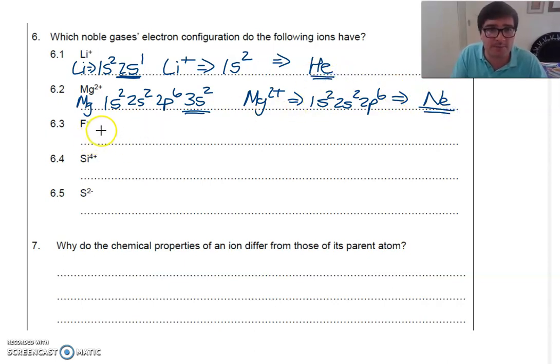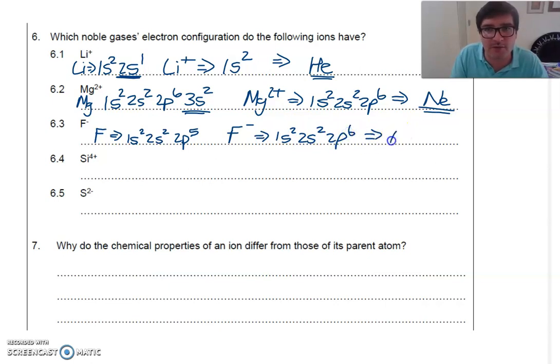Then fluorine. If it becomes a fluoride ion, fluorine as an atom is 1s2, 2s2, 2p5. It just needs one electron. So it gains that one electron to become a fluoride ion with an electron configuration of 1s2, 2s2, 2p6, which is similar to the one above, which is the electron configuration of neon.